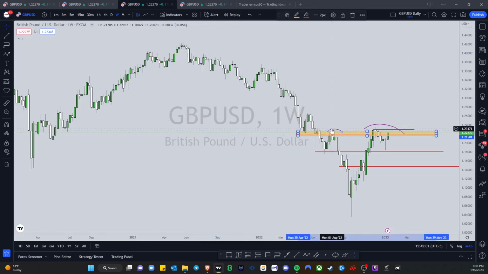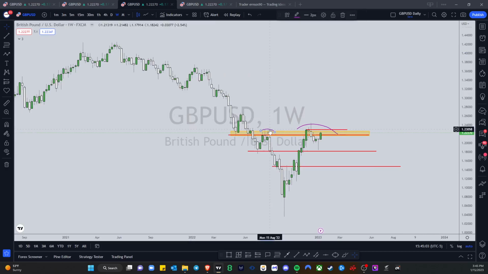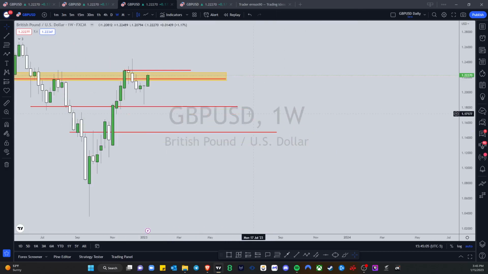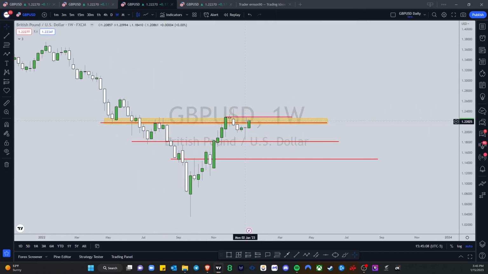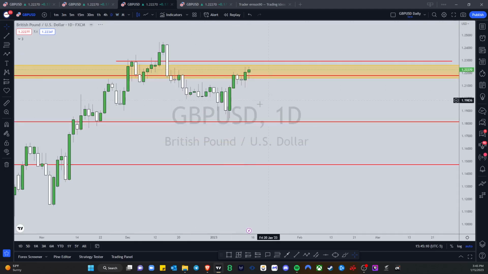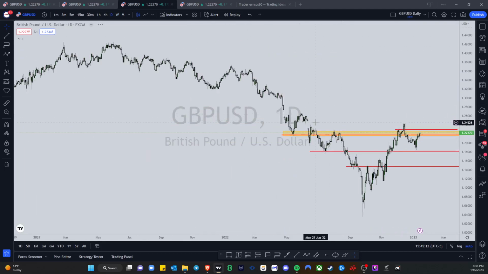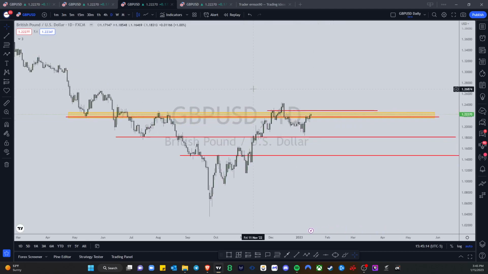Like I said, weekly is bearish because bearish structure is lower low and lower high, and that's what this time frame has been showing us. It's been showing us what it's looking like. Now we are on a daily time frame.